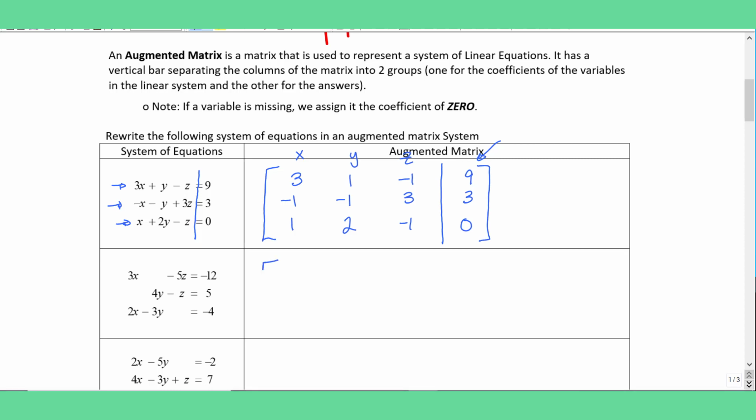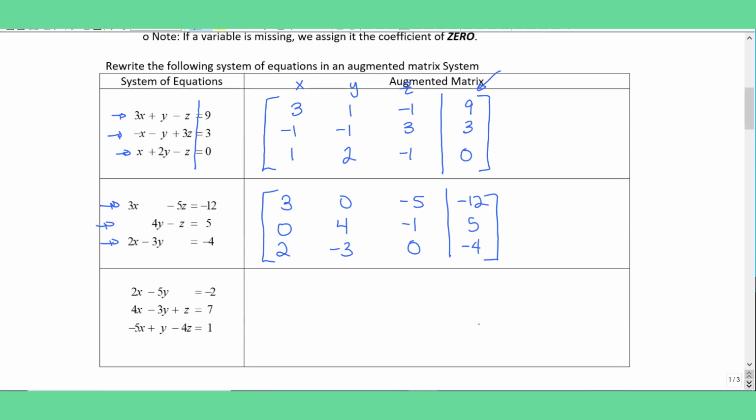Let's practice another one. You need to have a bracket, bracket, vertical bar. So looking at this equation, we have a 3x, 0y, -5z, -12. This one, we have 0 x's, 4y, -1z, +5. And the last one, 2x, -3y, 0z, and -4. Really quite easy. I would like for you to pause the video and do this last example. Then come back and let's do it together.